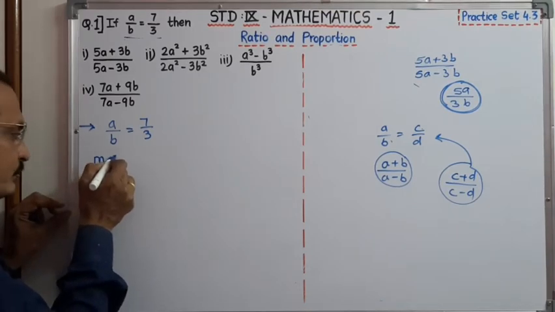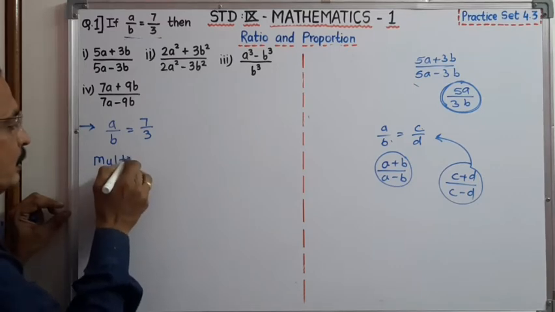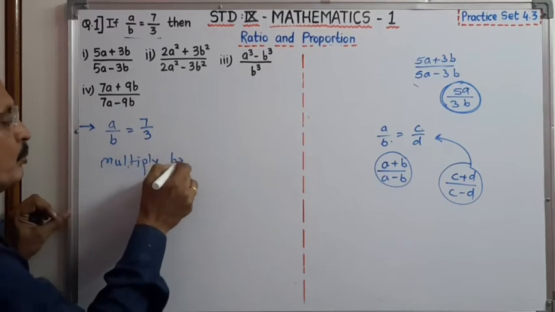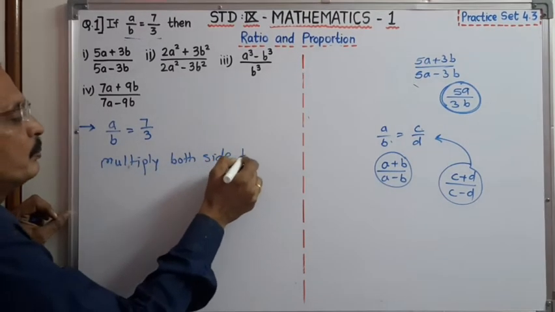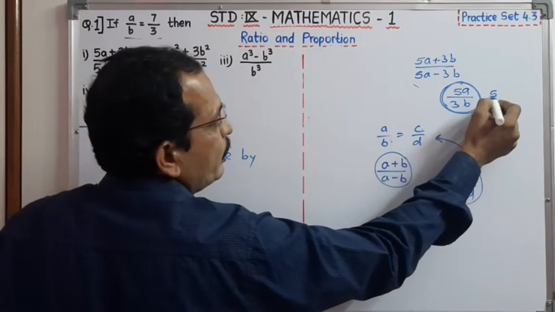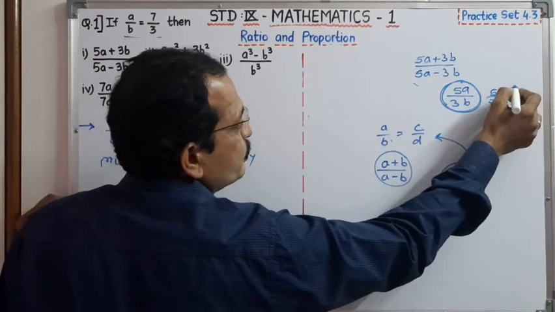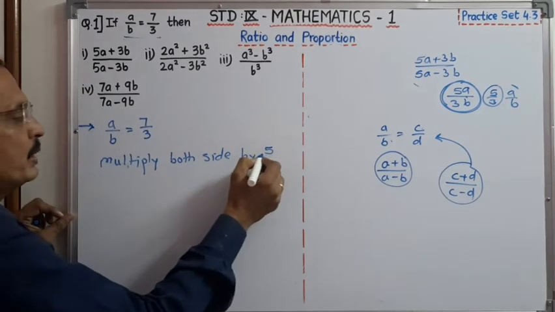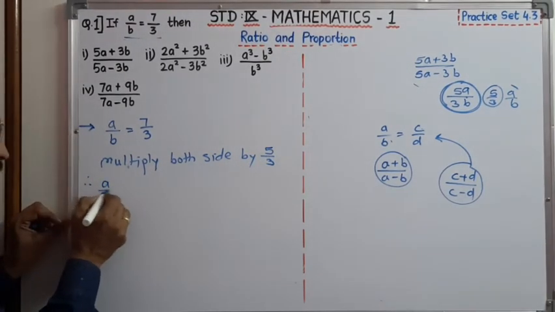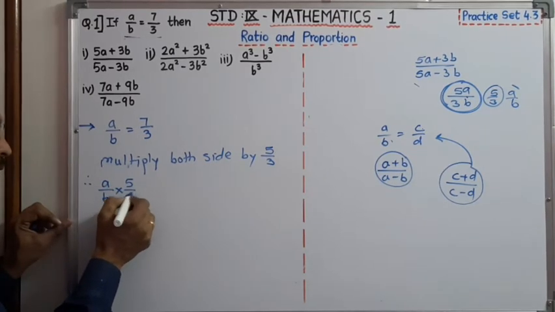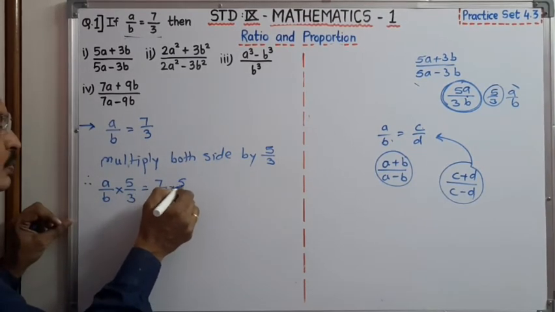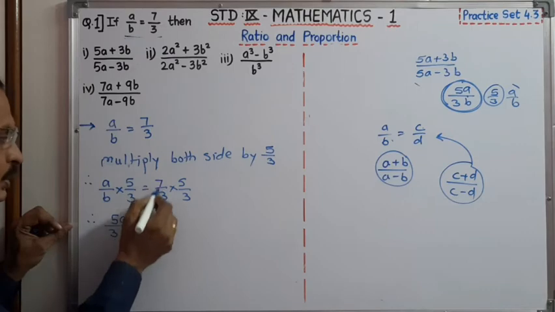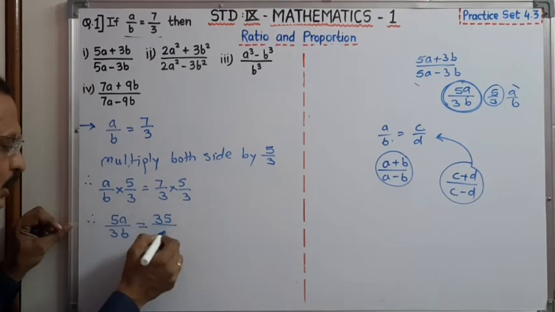We have to multiply both sides by, see dear student, it is 5 upon 3 and here it is a upon b. That means for getting this, we have to multiply a upon b with 5 upon 3. Therefore, multiply by 5 upon 3. Therefore, dear student, a upon b into 5 upon 3 is equal to 7 upon 3 into 5 upon 3. Therefore, dear student, 5a upon 3b is equal to 35 upon 9.